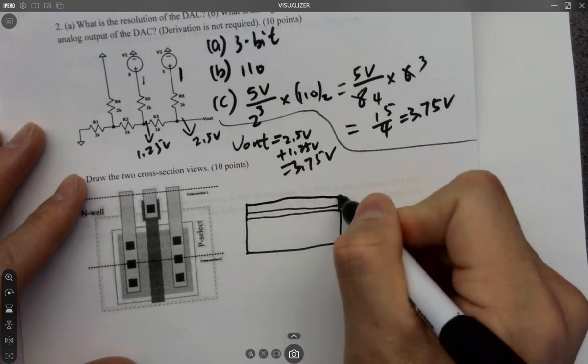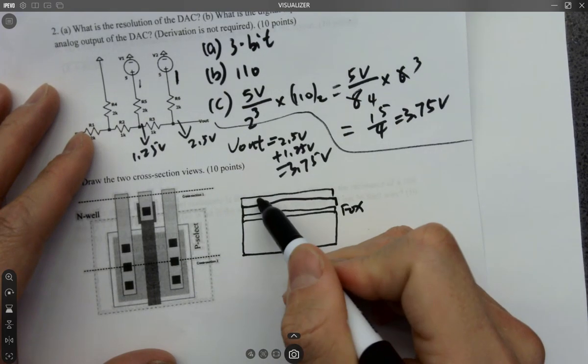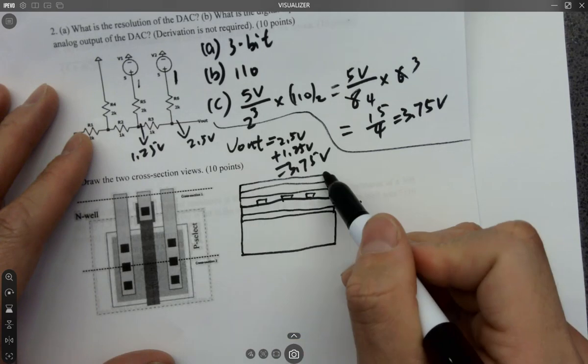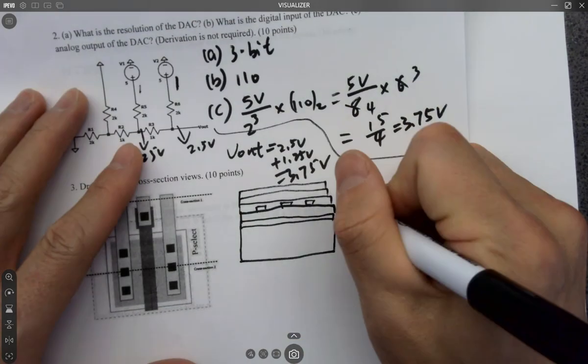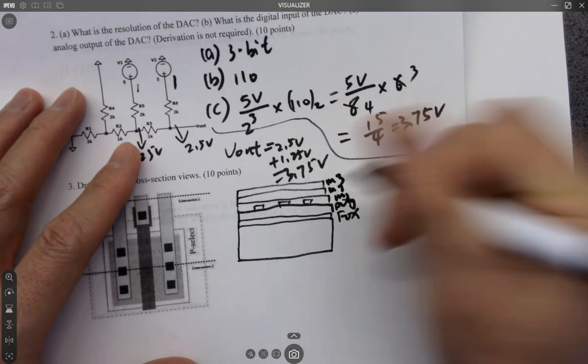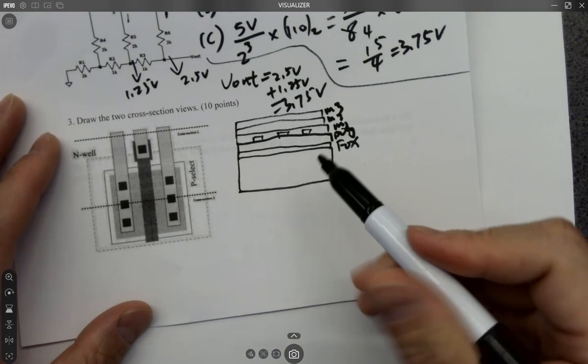Do you have poly? There's a poly layer, but you don't have anything in the poly. Do you have metal 1? Yes. 1, 2, 3. Metal 2, nothing in there. Metal 3, nothing in there. I just labeled them, okay? Fox, poly, M1, M2, M3. Done.